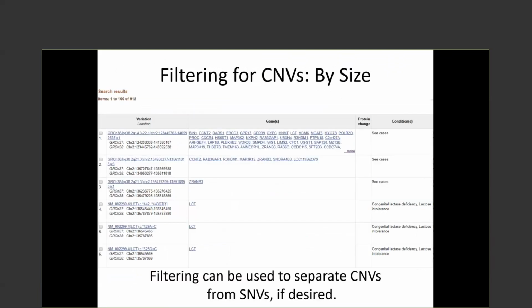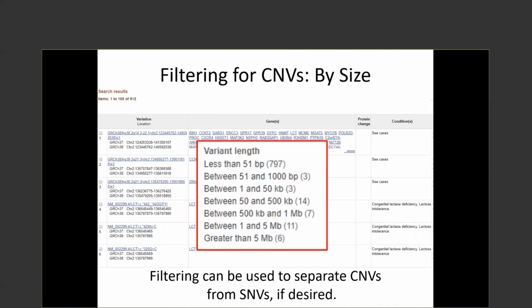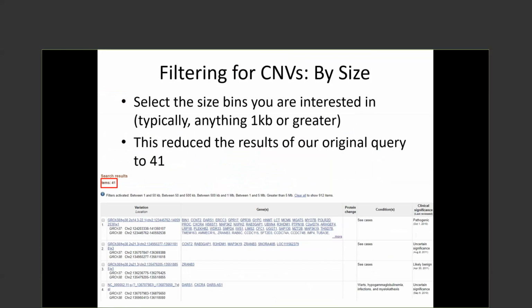One option, if you're interested in narrowing these results to only CNVs, would be to filter by size. This filter is called variant length, and you have a few different size bin options. For this exercise, I used the traditional size definition for a CNV of 1 KB or greater and selected all those filters, reducing the results of my original query to 41.